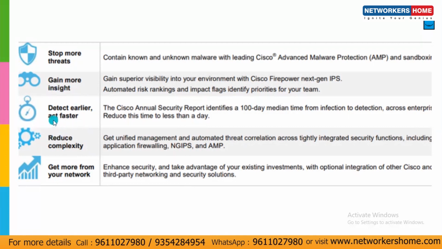The third is detect earlier, act faster. The Cisco annual security report defines a median time from infection to detection, and across enterprises it reduces the time to less than a day. So it will detect earlier and then act faster. The fourth is reduce complexity, getting unified management and automated threat correlation across tightly integrated security functions, including application firewalling, NGIPS, and AMP.